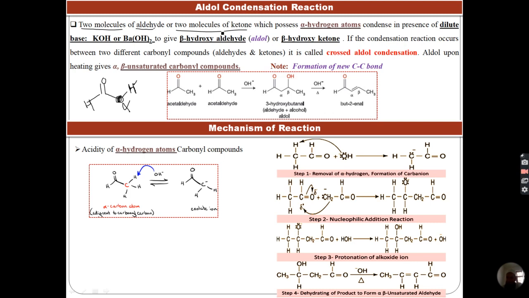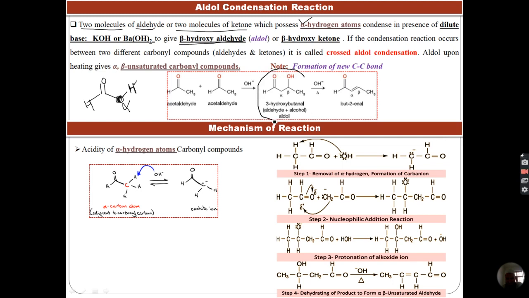Two aldehyde molecules or any two ketone molecules which possess alpha hydrogen atoms condense together. That means the two molecules react with each other, in general in the presence of dilute potassium hydroxide. So for two aldehyde or two ketone molecules to condense, there should be a third criterion, that is a dilute base, like KOH or barium hydroxide. They will react to give a beta hydroxyaldehyde.